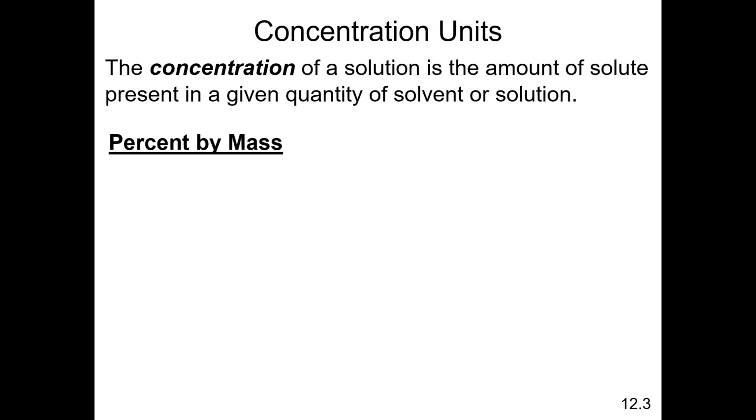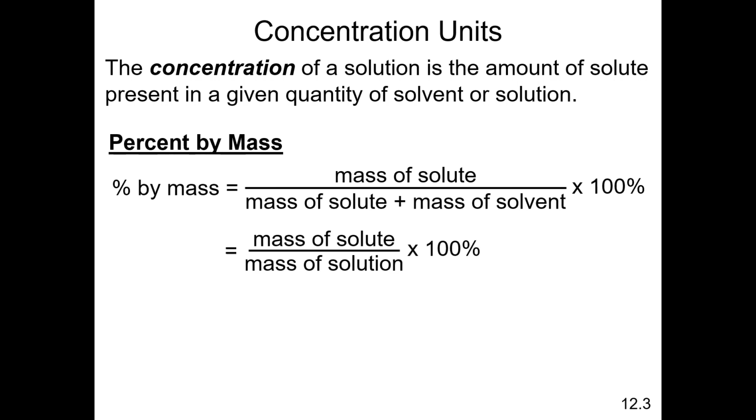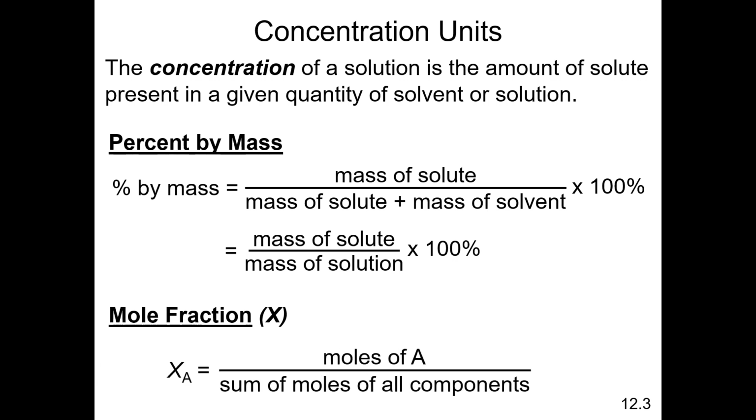One way is by what we call percent by mass, where we simply take the mass of the solute and divide it by the total mass of the solution and multiply that by 100%. So that is called percent by mass. You can also have what is known as a mole fraction. This is something you should have met in General Chemistry 1 when we discussed gases, but of course we can also apply it to pretty much any mixture. So the mole fraction of a component A in a mixture will be equal to the moles of that component divided by the sum of all the components in that mixture.